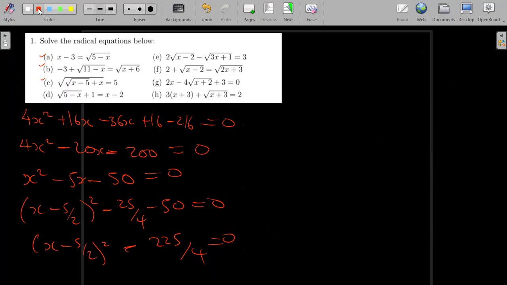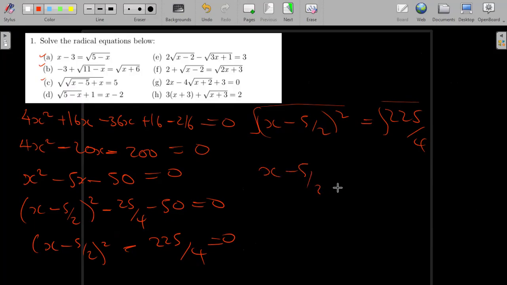So I'm going to take that to the other side, I remain with x minus 5 over 2 squared here, and this is going to be equal to 2 to 5 over 4. Introduce the square root on both sides like this, and I just have x minus 5 over 2 equal to plus minus, so plus minus what? So plus minus 15 over 2. So I have 15 over 2.